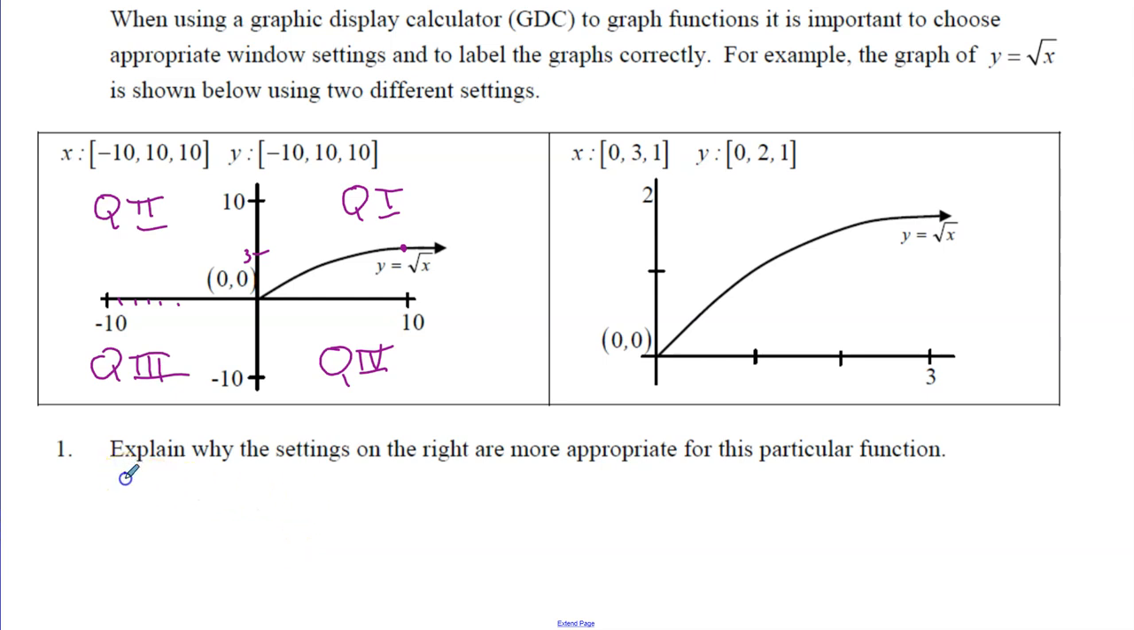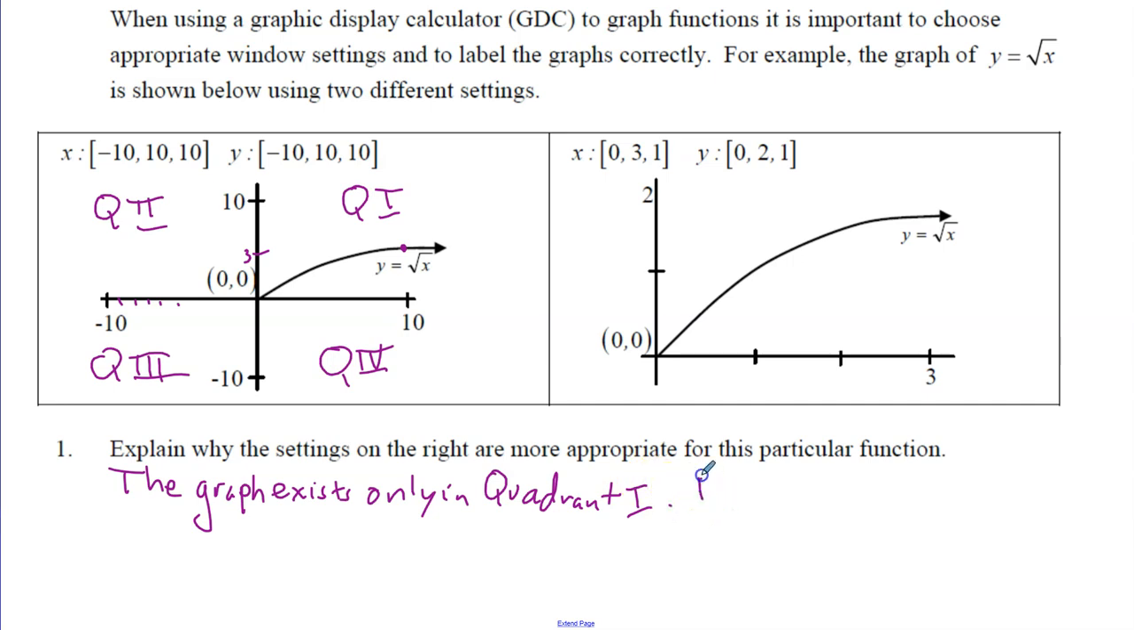Well, the graph only exists in quadrant 1. By zooming in on only quadrant 1, more of the graph can be examined in detail.